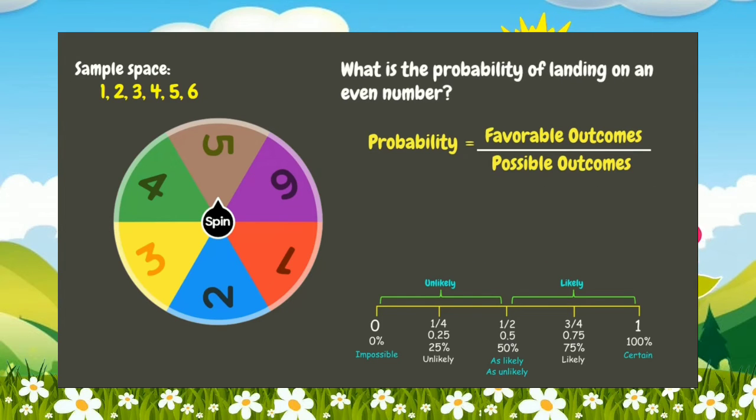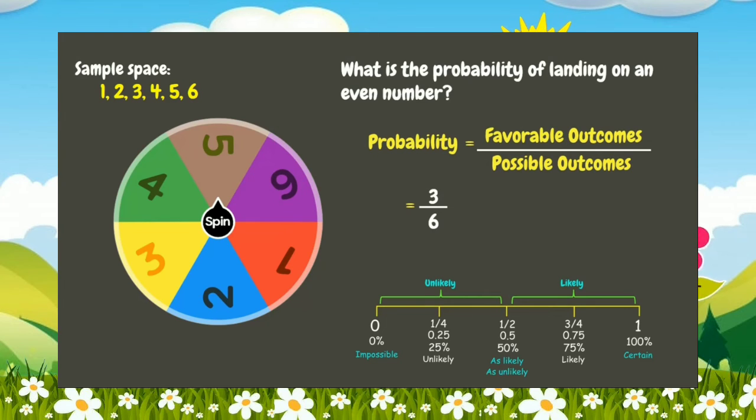Very good. So, what is the probability of landing on an even number? First, we need to find what are the even numbers. What are those? Can you say it? 2, 4, 6. So, how many is it? 3. Divided by the possible outcomes, which are 6.